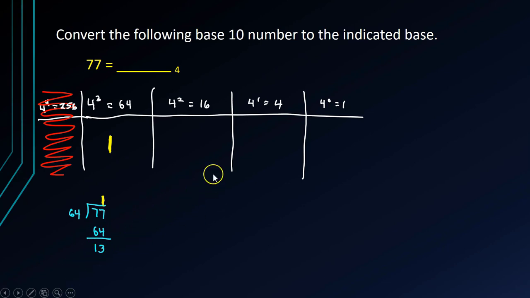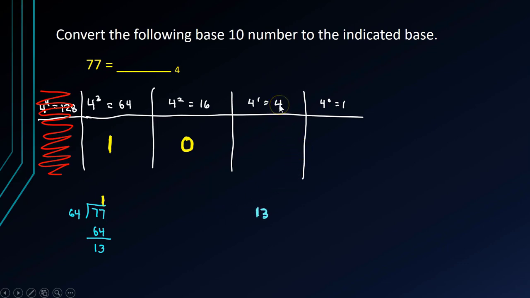This number 13 is less than this 16. So there's not going to be any power of 4 squared involved in this number, because I would produce a number that's already more than what I have left. So I put a 0 there, and I'm going to move that 13 over.